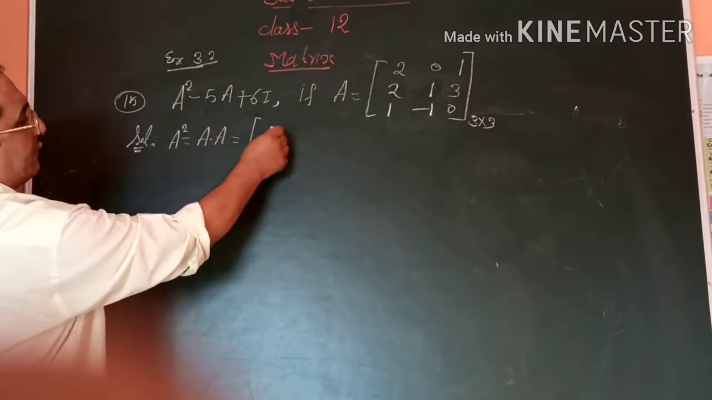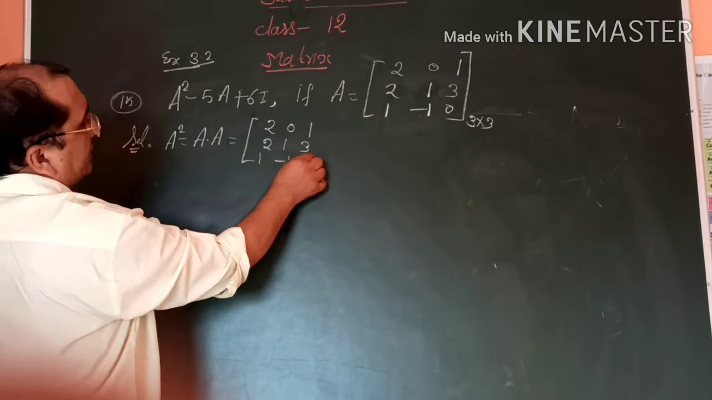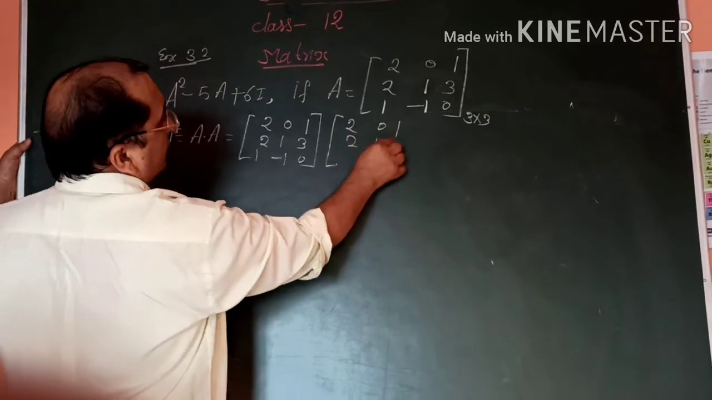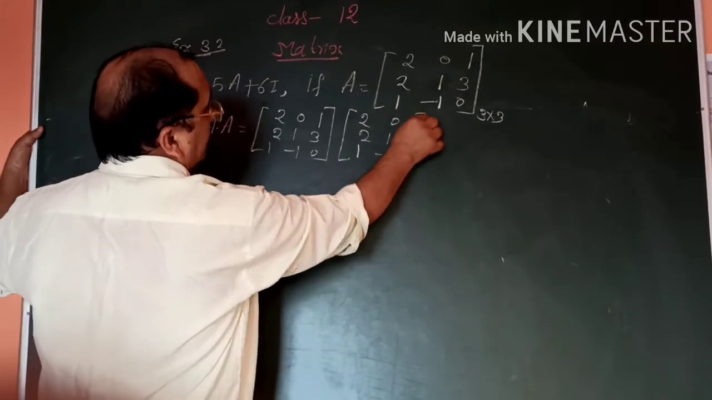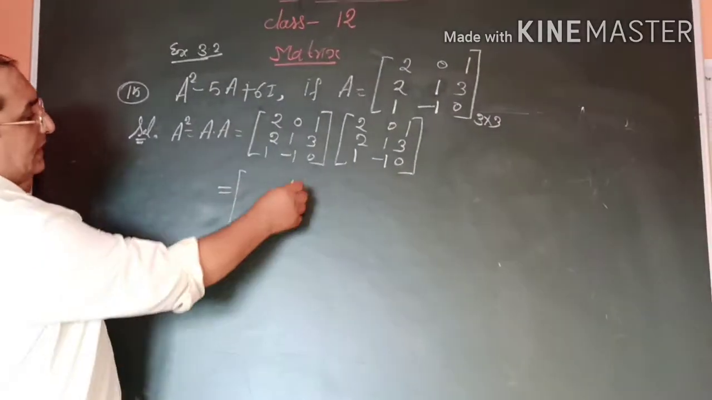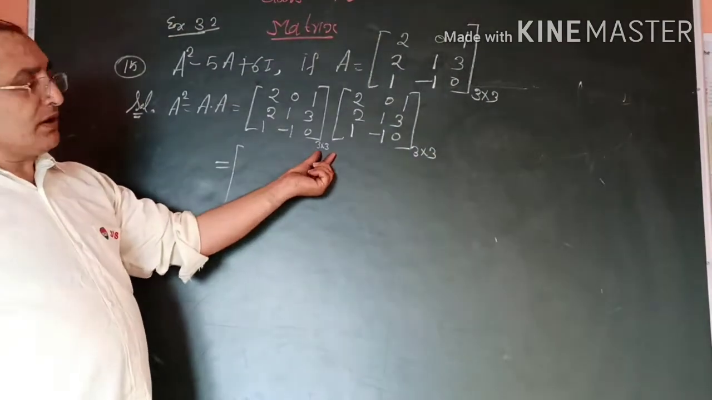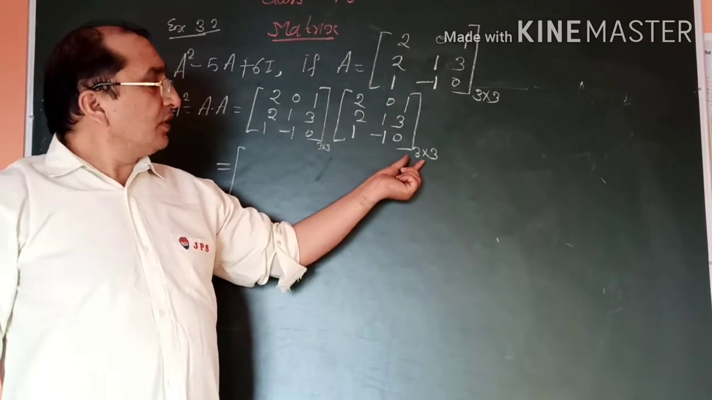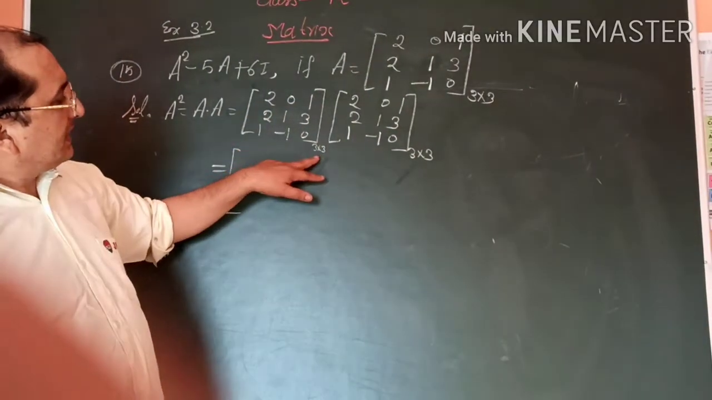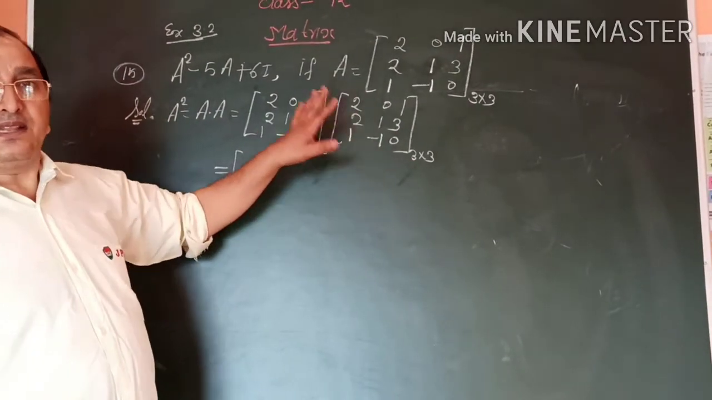And what is A? We have to multiply these. A is [2 0 1; 2 1 3; 1 -1 0], and next we will write A again: [2 0 1; 2 1 3; -1 1 0]. After that we will multiply them. This is a 3 cross 3 matrix, and this is also a 3 cross 3 matrix. If the number of columns of the first matrix equals the number of rows of the second matrix, then multiplication is possible. Here the columns are 3 and the rows are 3, both are equal, so multiplication is possible.